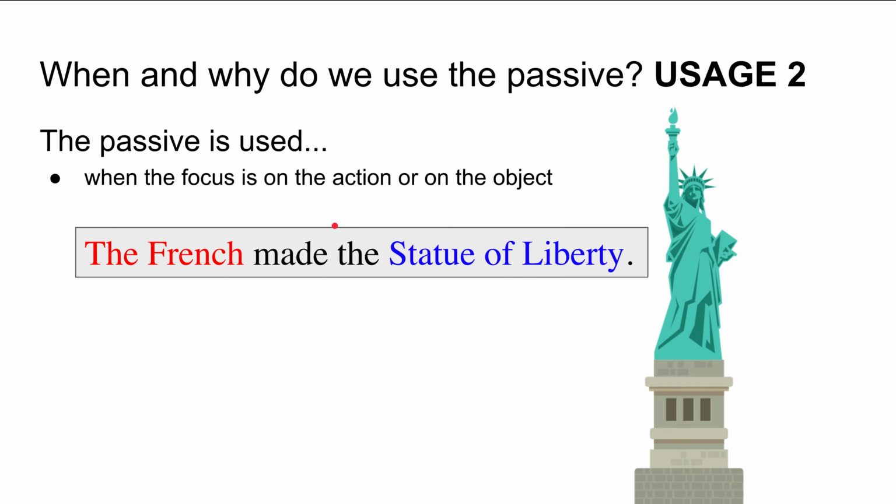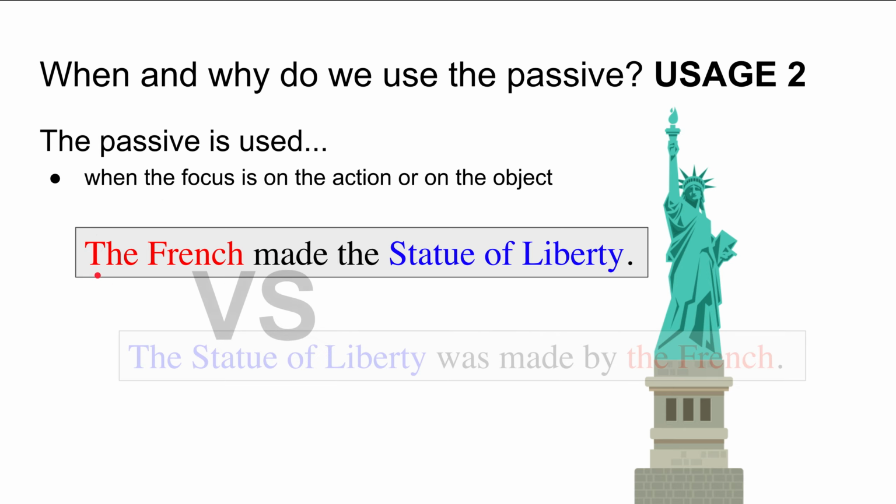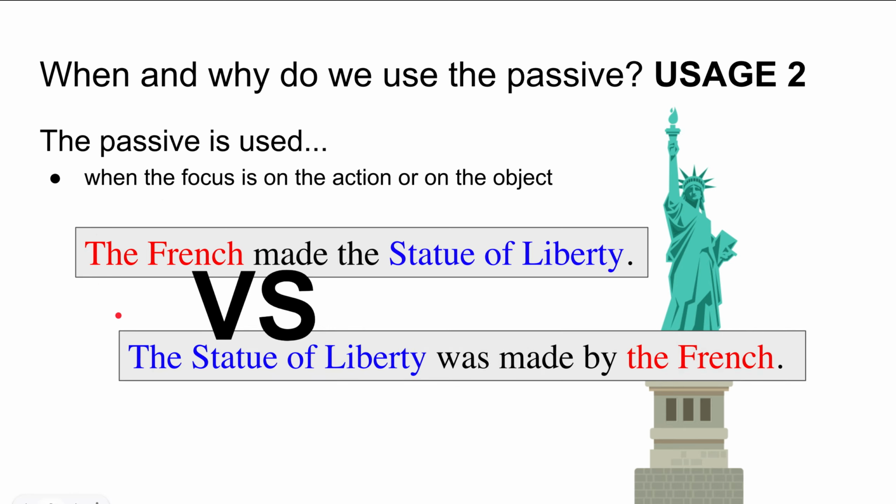Moving forward now, the passive is also used when the focus is on the action or on the object. So here, for example, the French made the Statue of Liberty. This sentence is focusing on the French, but if I rewrite this sentence as a passive sentence, then the Statue of Liberty was made by the French. Here, the focus is on the Statue of Liberty. Okay, I'm focusing on that.